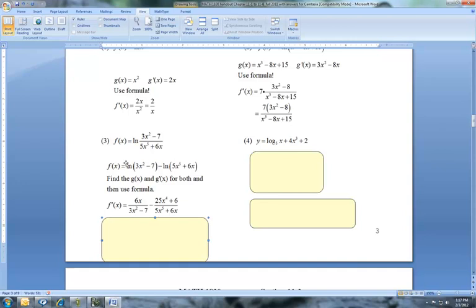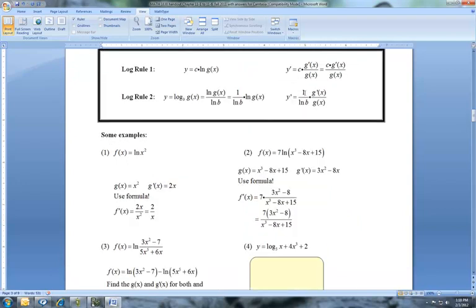Now in both situations, directly in front of ln is 1. So I don't have to worry about the constant in that respect. On these problems, knowing the formula, do enough of these that you know where the things need to go. That's the easiest thing. So g prime is over g. That's what that says, g prime over g.